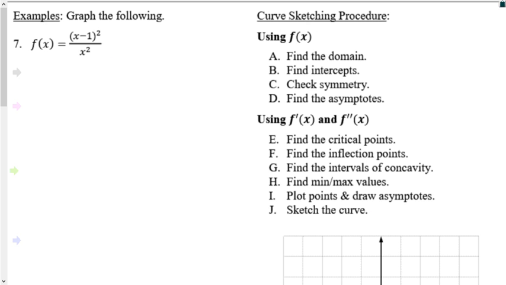Let's look at 2 examples where we go through the entire process in order to sketch some curves. Question number 7, and you see on the right side the multi-step process that we will go through.